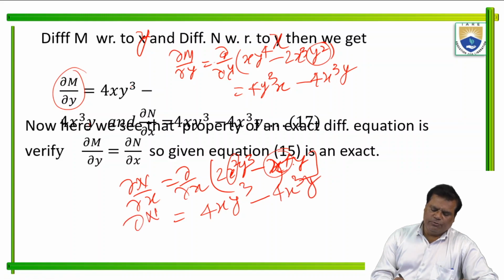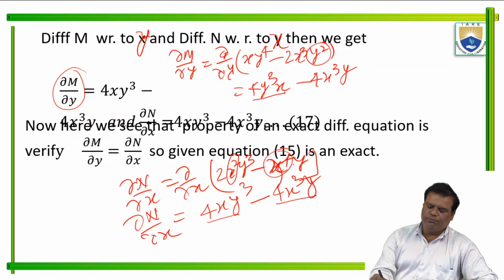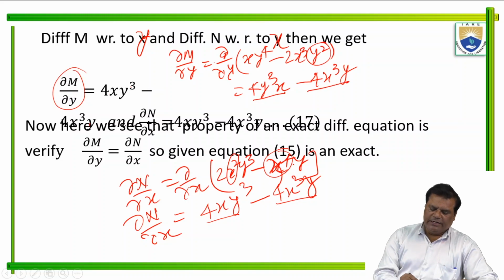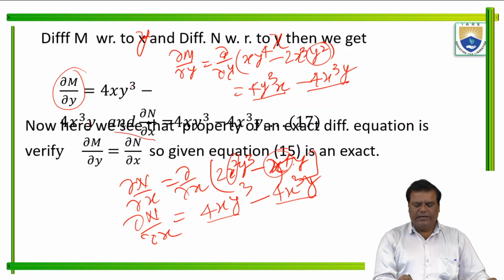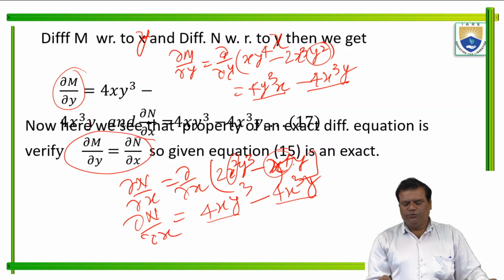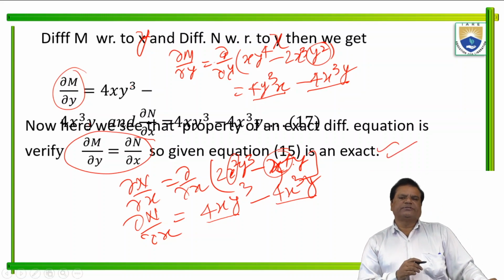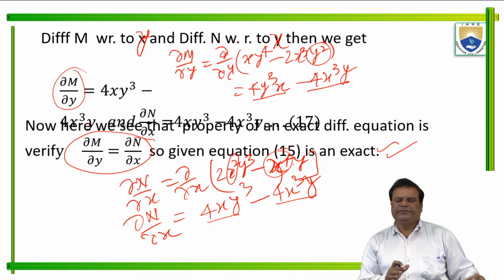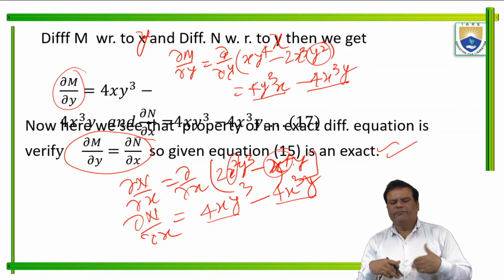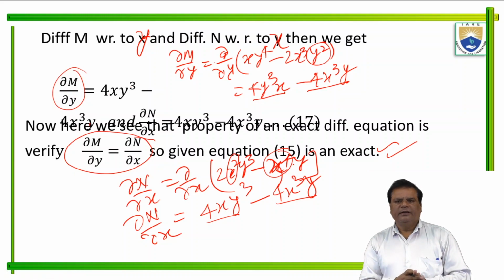So that is del N over del x. Both results are 4xy cubed minus 4x cubed y. So here del M over del y equals del N over del x, so the given equation 15 is exact. We checked our equation after multiplying by the integrating factor, and our differential equation is exact.